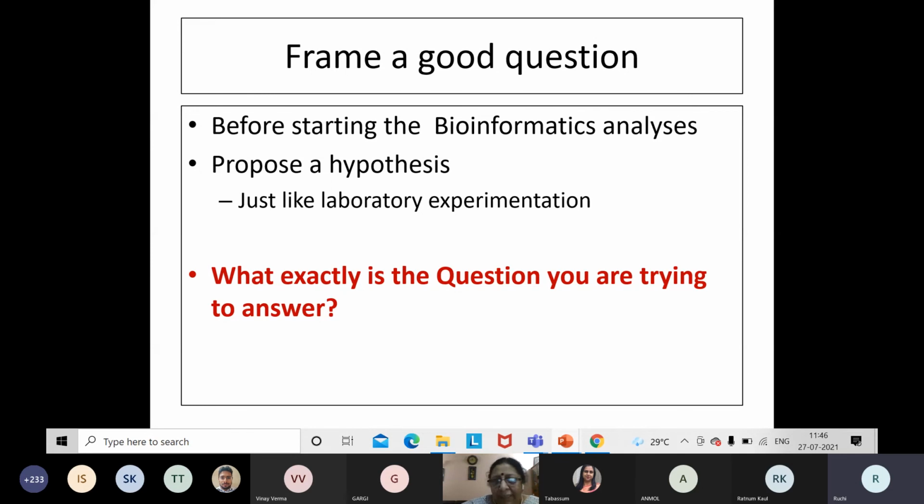Normally in wet lab experiments, we are very careful about it. But when we do bioinformatics, we have to equally follow the same procedure. Before you start a bioinformatic analysis, ask a good question. Keep in your mind what is the question you are trying to answer. Next, please.